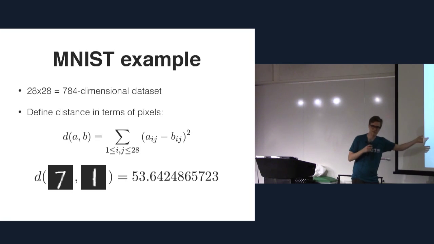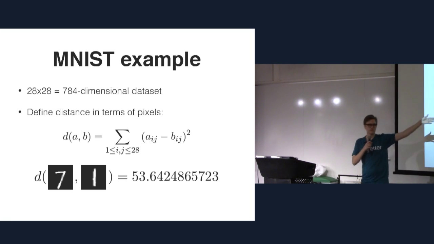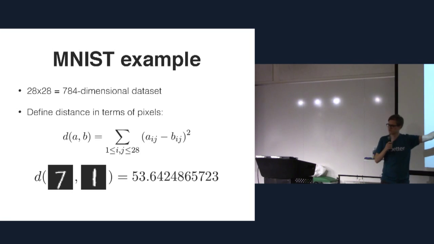Now we define a distance function. In this case, we're going to make it simple. We're just going to define it as the squared Euclidean distance, so the sum of the squares of the differences for each pixel. Does that make sense? I think so. Cool. So now we have a distance function, and we can take 2 of these digits and compute a distance.